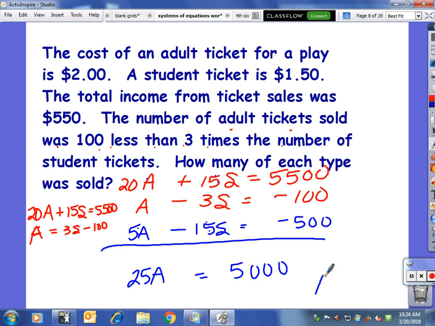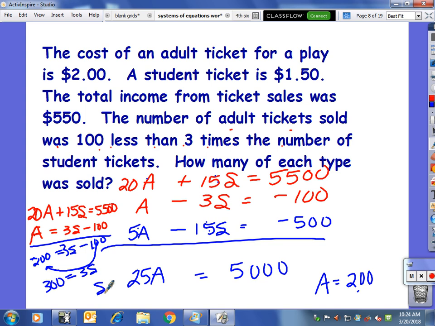I got 200 adult tickets. Well, pick an equation. I would go back to my original. I usually go back to my original. Like this original equation right here. It'd be real easy to put a 200 in for a. So I put a 200 in for a. 200 equals 3s minus 100. I moved the 100 over, and I got 300 equals 3s. So the student tickets was 100. So then adult 200, students 100.